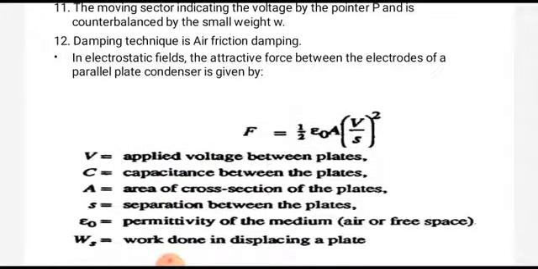Here, in electrostatic fields, the attractive force between the electrodes of a parallel plate condenser, F, is equal to del of omega S by del S. Del of omega S can be substituted: omega S is equal to 1 by 2 C V square. V square is constant, so we'll take it outside. Del C by del S becomes 1 by 2 epsilon A V by S square. You can write the equation directly. I have given the equation here.